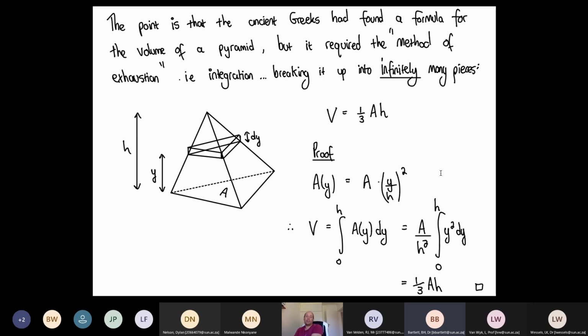So it's a nifty little calculation using calculus for the volume of a pyramid. But a mathematician like Gauss looked at this and was upset by it, because it would be nice to have a finite way of calculating this volume, maybe by decomposing the pyramid into finitely many pieces.